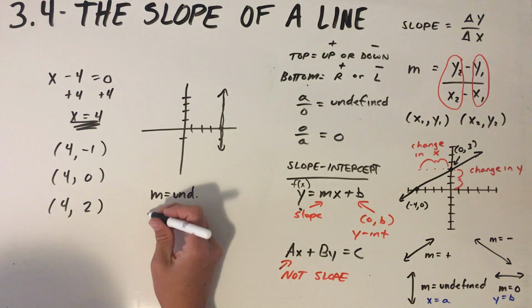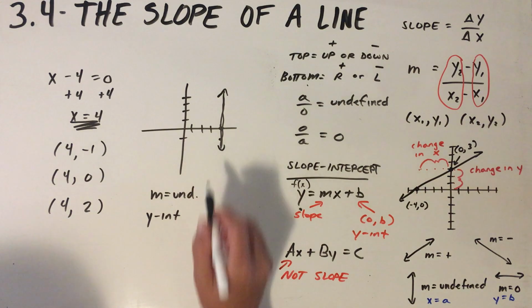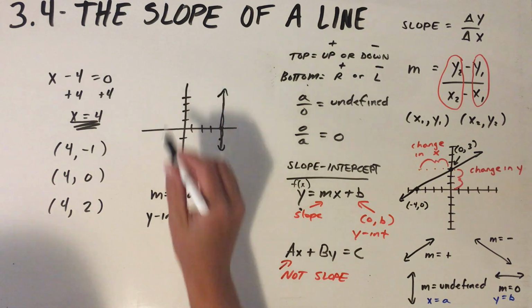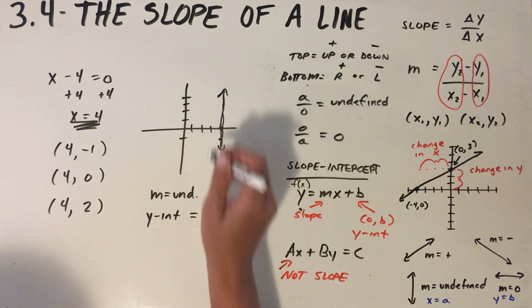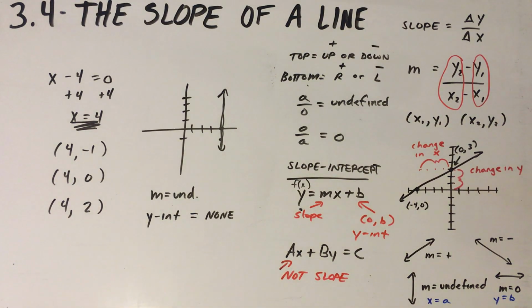Okay, well, what's the y-intercept? The y-intercept is where this crosses the y-axis. If this is a vertical line, is it ever going to cross this y-axis? The answer is no. This will never cross the y-axis, so there is no y-intercept. Okay, so if you have a vertical line, there's not going to be a y-intercept unless the line is the y-axis itself. Otherwise it's going to be parallel and never cross that y-axis.